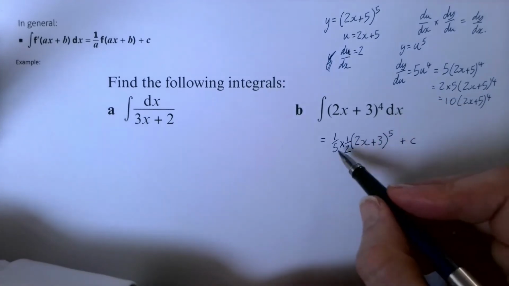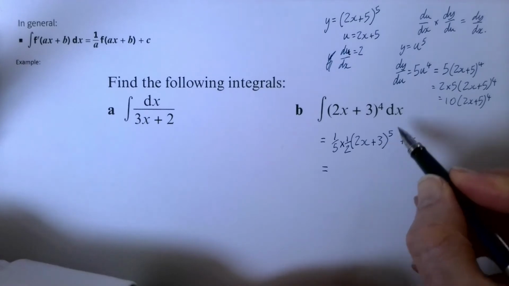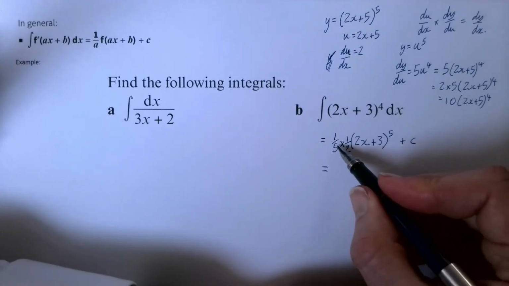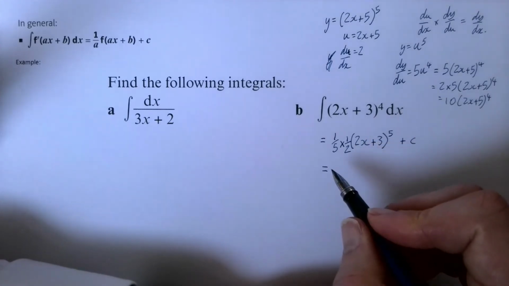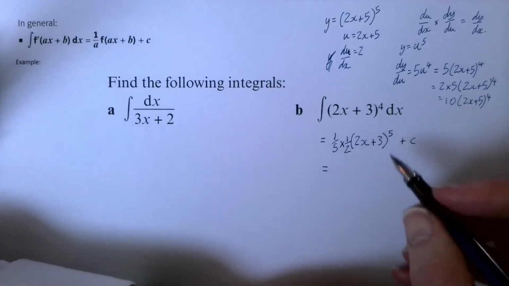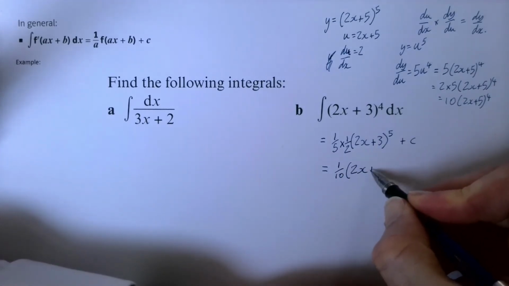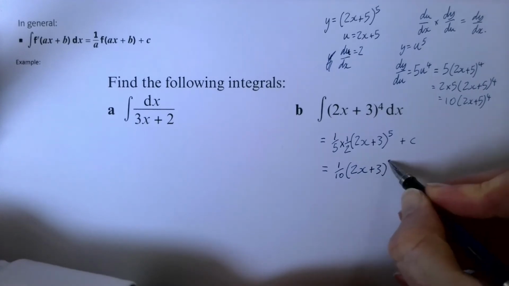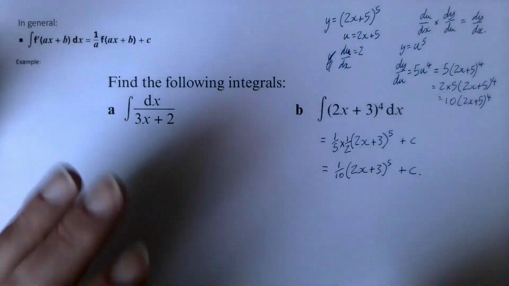So if you like, you can just remember that you take the whole bracket, you pump it up by 1, you divide by that number, but you've also got to divide by whatever the coefficient of x inside the bracket is in the first place. So that's going to give us 1/10 (2x + 3)^5 + c. Now, deep breath and come over here.